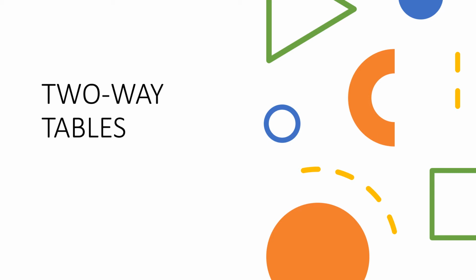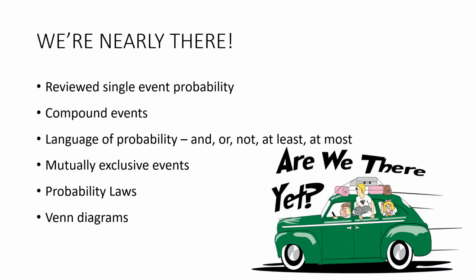Okay, Year 8, we're up to our last video for this topic, and in this video we're going to learn about two-way tables. So this is what we've learnt so far. We've reviewed single event probability. Then we learnt about compound events and the language of probability, including and, or, not, at least, and at most. We learnt about mutually exclusive events and the probability laws, and then last video we learnt about Venn diagrams.